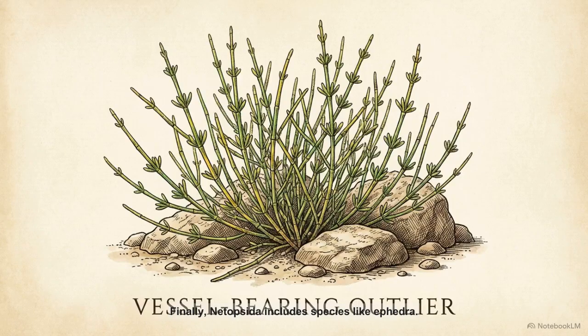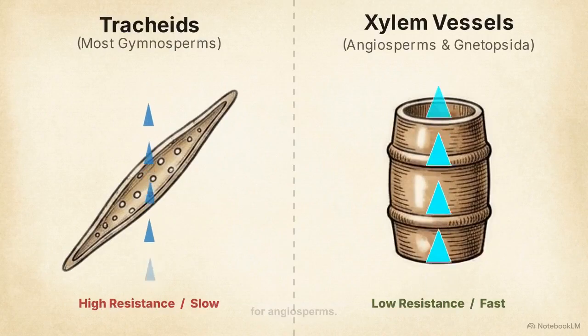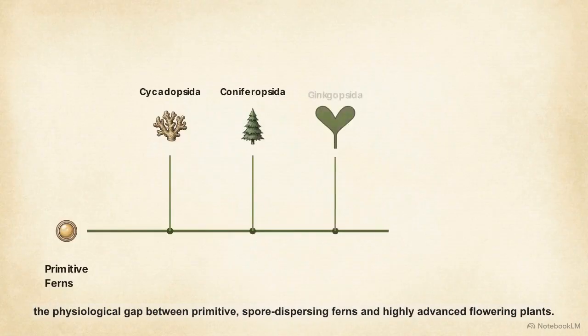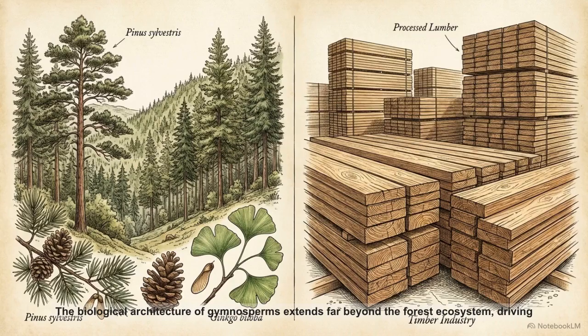Finally, Gnetopsida includes species like Ephedra. This class is an advanced evolutionary outlier because it possesses xylem vessels. Xylem vessels are specialized water-conducting tubes that are otherwise strictly reserved for angiosperms. This specific stratification of classes represents a vast evolutionary testing ground, bridging the physiological gap between primitive spore-dispersing ferns and highly advanced flowering plants. The biological architecture of gymnosperms extends far beyond the forest ecosystem, driving massive sectors of human industry.